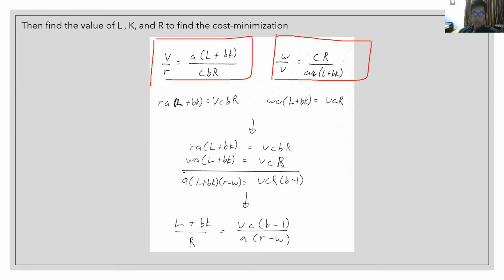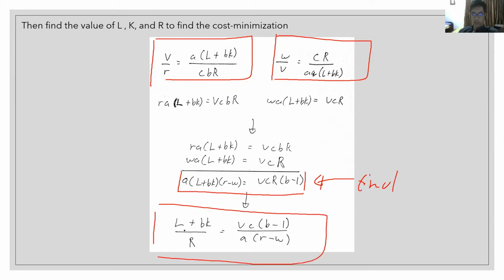So we can therefore combine them to achieve a new equation: A times L plus BK times R minus W equals to VCR times B minus 1, as our final equation. From here we can arrange it into this form, where we can see L, K, and R on the left side and then the rest on the right side here.